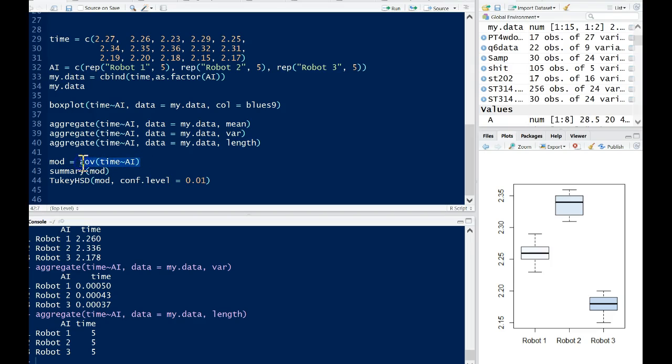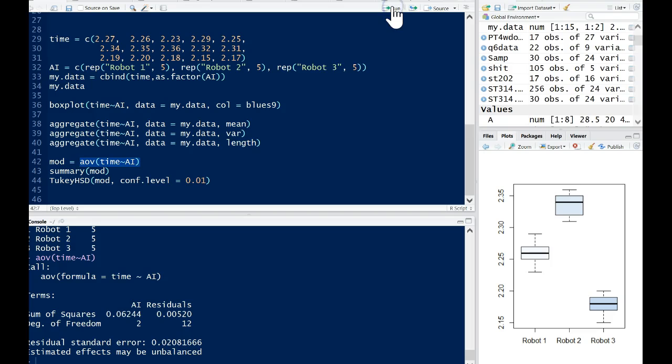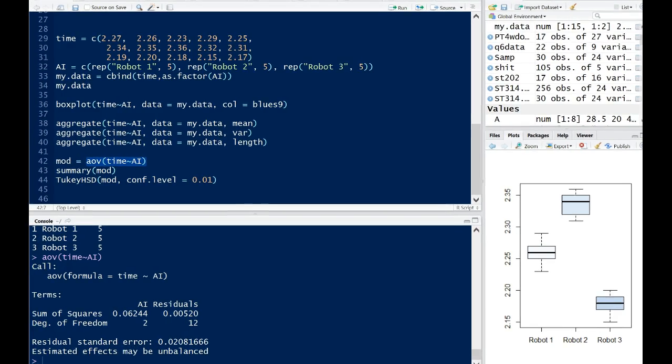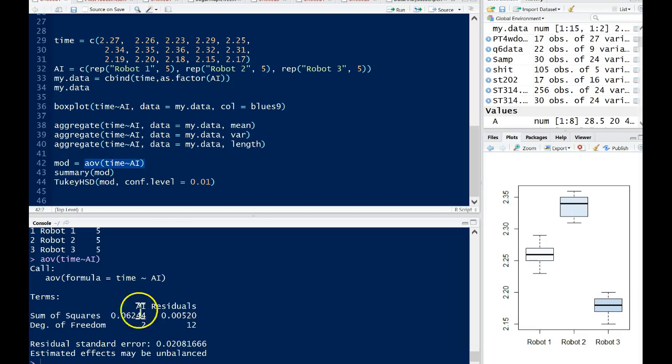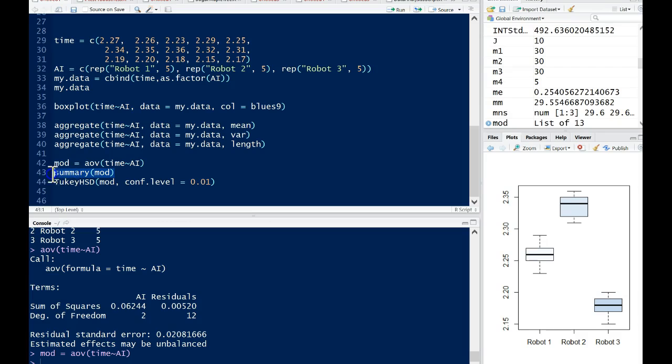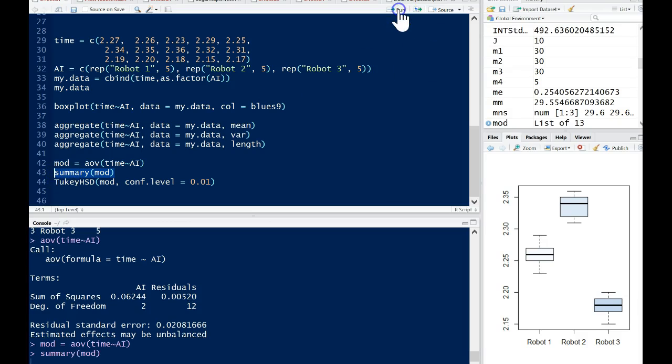So if we just run this aov time versus AI command, we can see that we actually just get our sums of squares. We don't get everything that we want. We only get the sums of squares and the degrees of freedom, which is fine. We can still calculate the F test, but it's not as much as we want. So let's call this something. Let's call it mod.